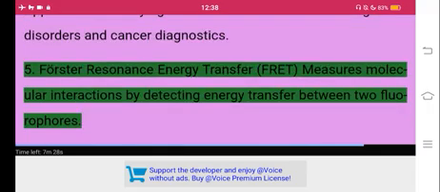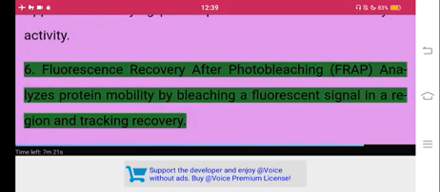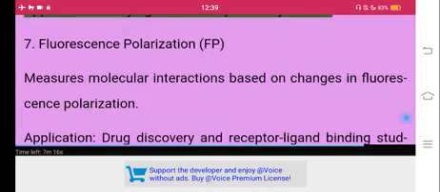5. Forster resonance energy transfer. FRET measures molecular interactions by detecting energy transfer between two fluorophores. Application. Studying protein-protein interactions and enzyme activity. 6. Fluorescence recovery after photobleaching. FRAP analyzes protein mobility by bleaching a fluorescent signal in a region and tracking recovery. Application. Studying membrane protein dynamics.